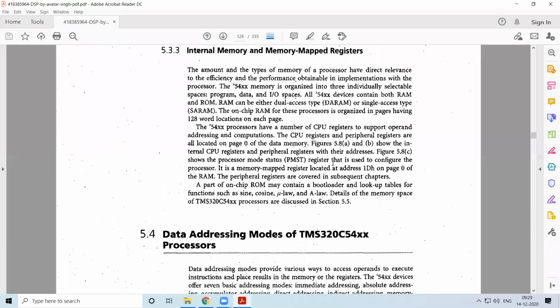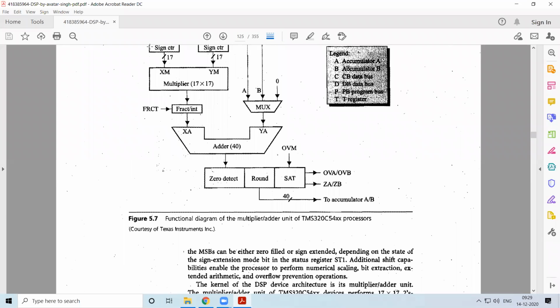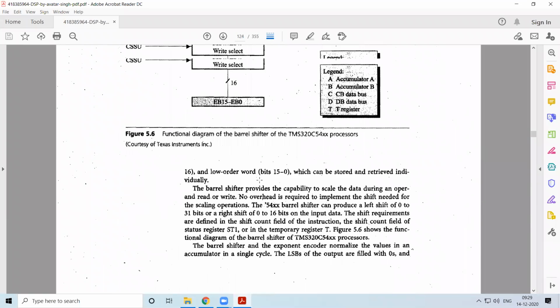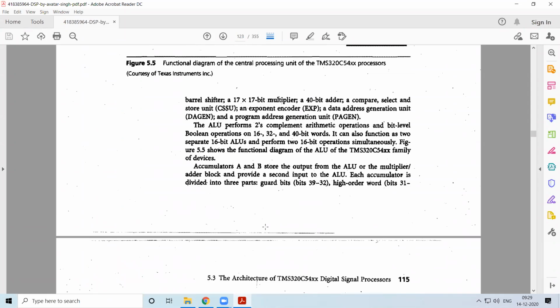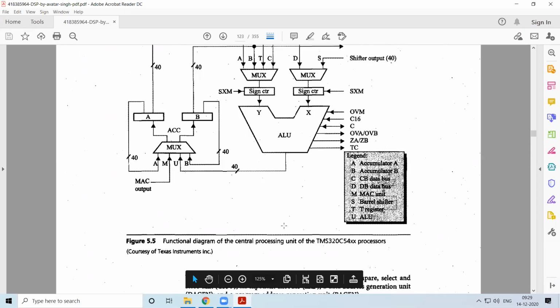In the previous session, we discussed a few of the functional block diagrams related to, say, the multiplier and adder. Then we discussed the barrel shifter, and how the CPU is present and what features are present there. For example, we had two accumulators A and B and a temporary register which is used for different purposes.